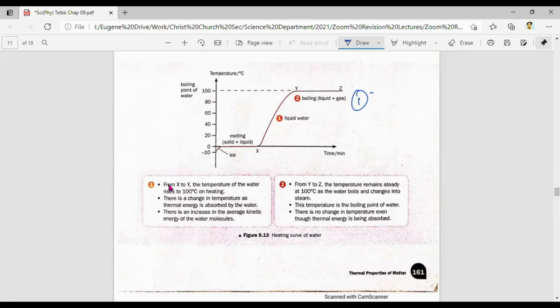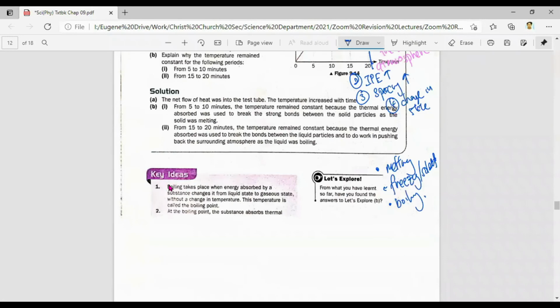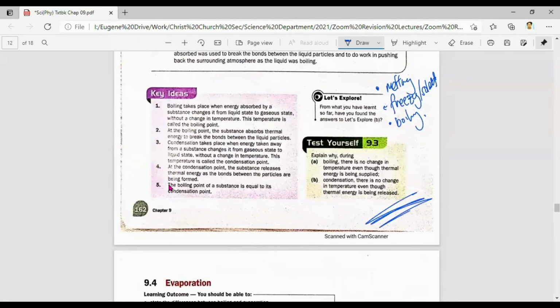So three things are: 1, describe the change in state. 2, explain why no change in temperature during change in state. And the third part is to explain why the change in temperature. So you must be able to explain all these three parts here.